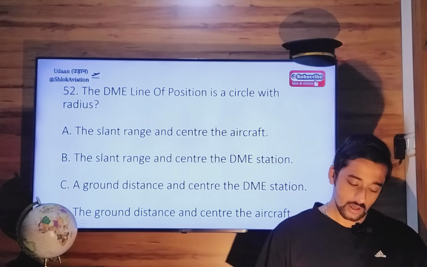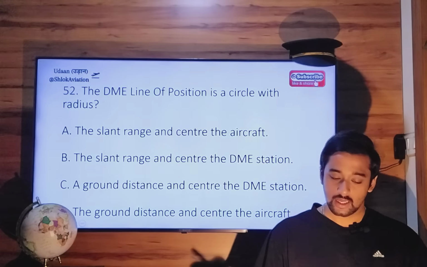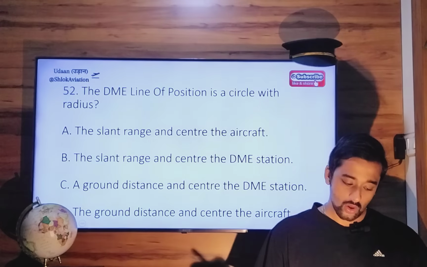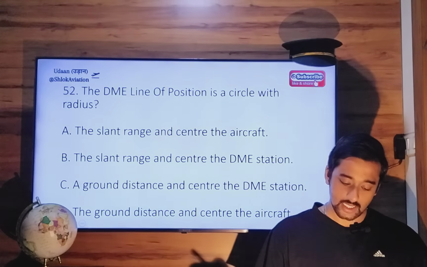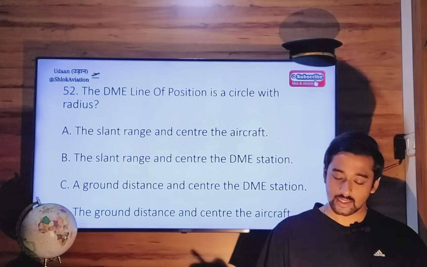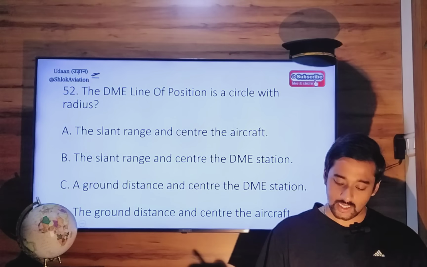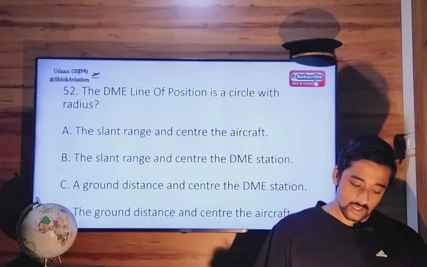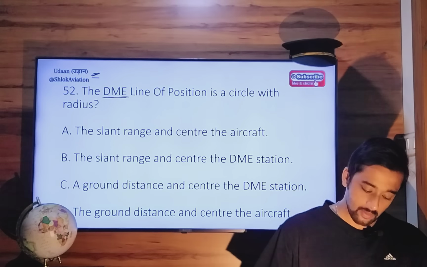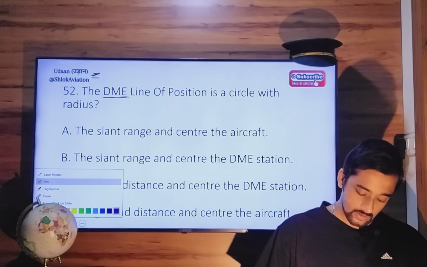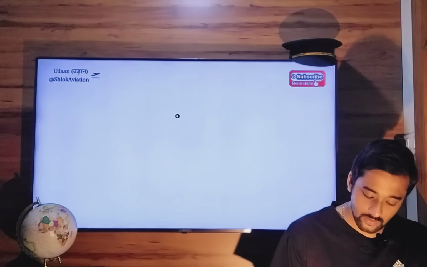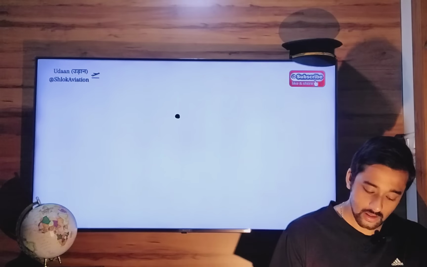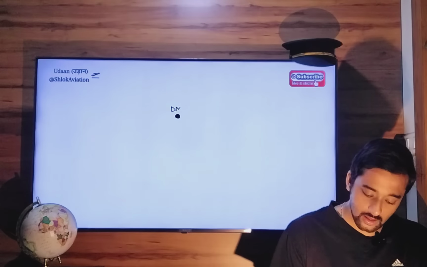Next, 52. The DME line of position is a circle with radius what? Slant range and center of the DME station, ground distance and center DME, or ground distance and center aircraft. So the DME line of position, nothing but this: there is going to be a DME station right in the center, let's say. Okay, this is your DME station.